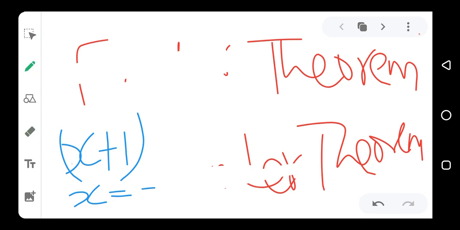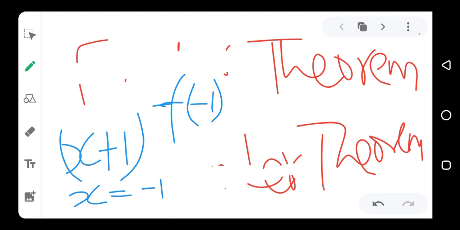If you put x equal to minus 1 as a function, that is function of y when x equal to minus 1, into the polynomial, we are going to get 0. That is, from the factors, we get the zeros of a polynomial.